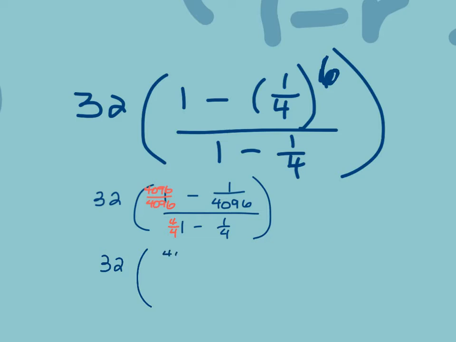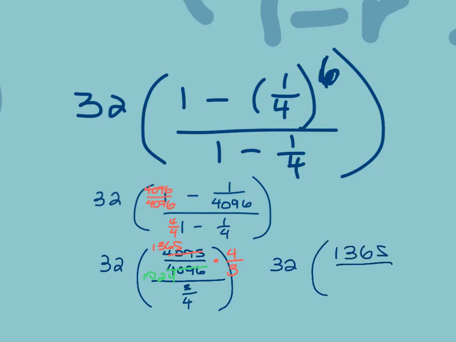Okay, so then this is 4,095 over 4,096 over 3/4. Then I want to flip these. 4,095 divided by 3 is 1,365. 4,096 divided by 4 is 1024. So I've got 32 times 1,365 over 1024.